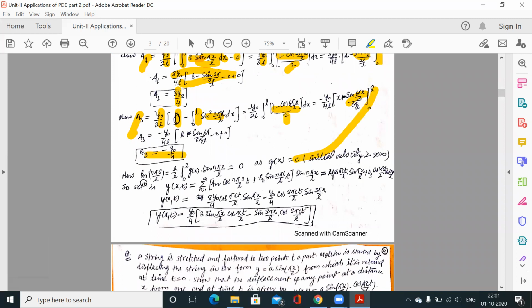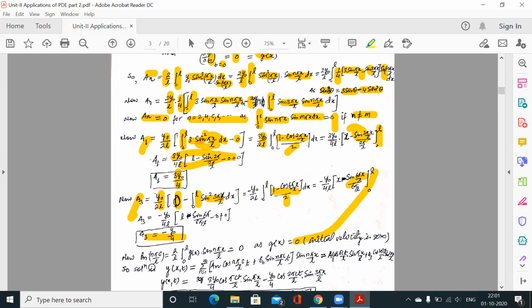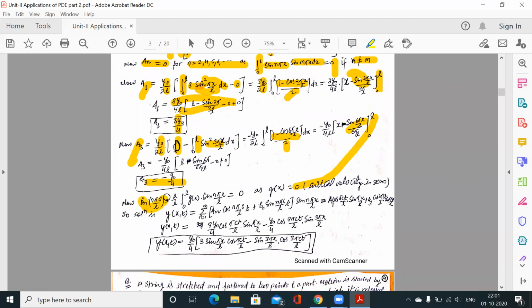So now the second, this is about bn. Now for bn, n pi c by L is equal to 2 by L integral from 0 to L, g(x) into sine n pi x by L. But g(x) is 0, the initial velocity is 0. So this is 0. So bn is 0 for all n, because g(x) is 0, the integrand is 0.